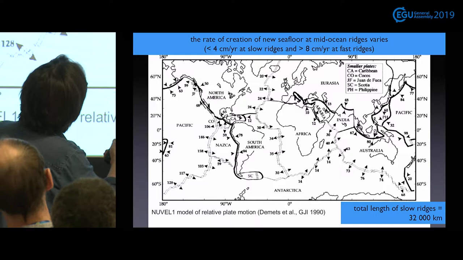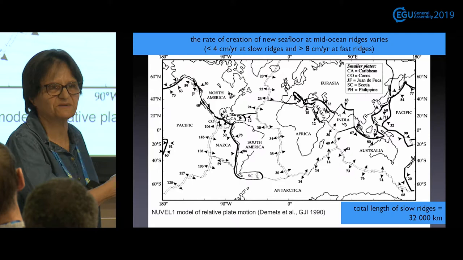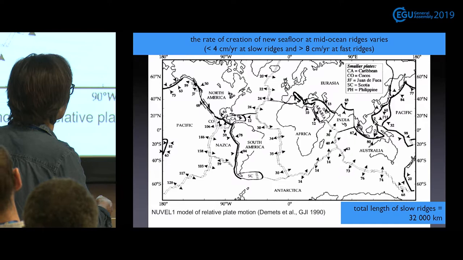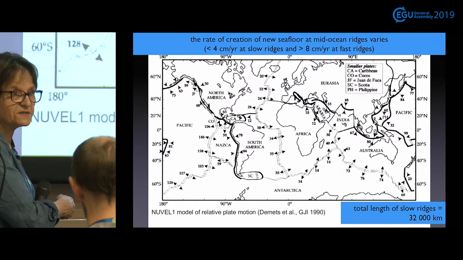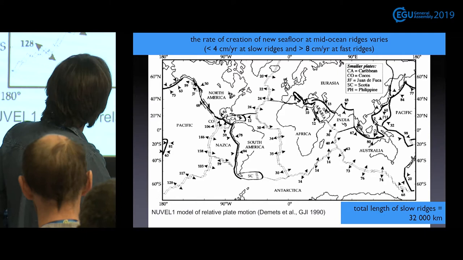But the Atlantic reaches zero, and so it goes from zero to about 35 millimeters per year, the opening rate. And then you have very slow ones, like the Southwest Indian Ridge and the northern part of the Mid-Atlantic Ridge that goes only 14. And then you have one order of magnitude difference with the fastest, which is the East Pacific Rise, that goes 16 centimeters per year. Not along its whole length, but along some sections of it.